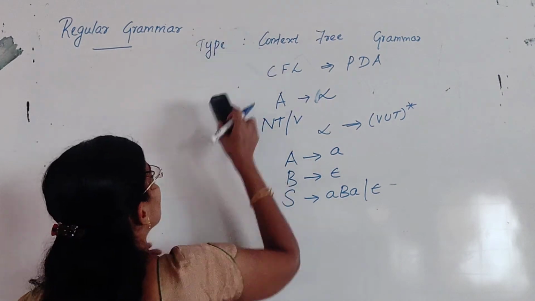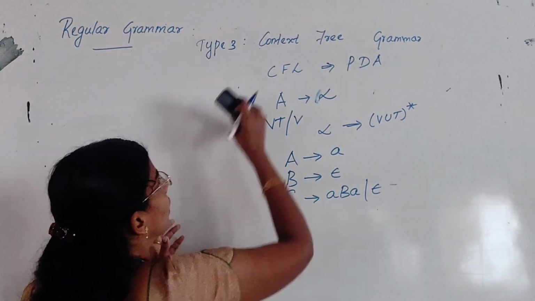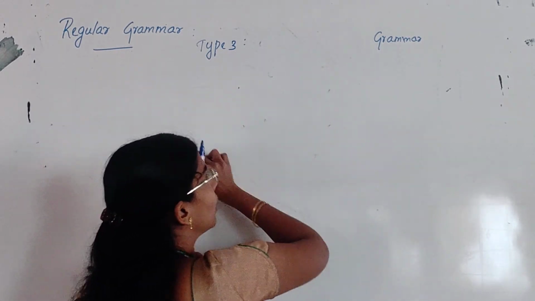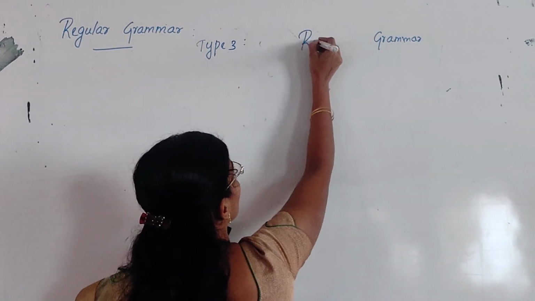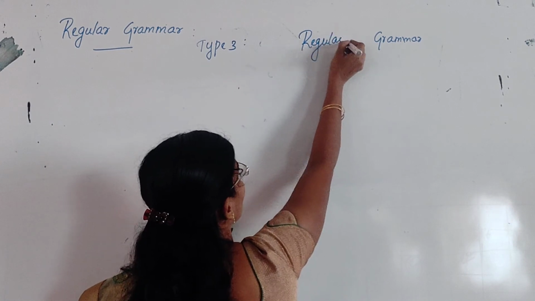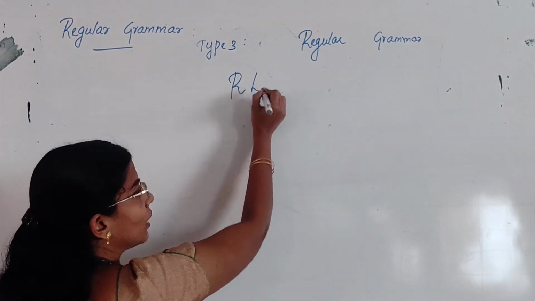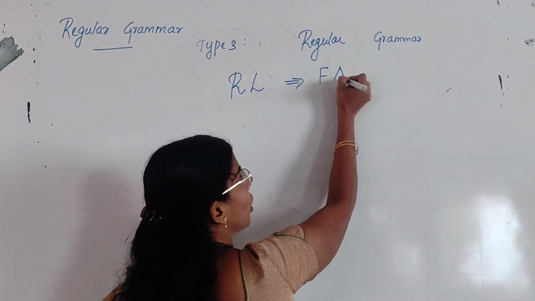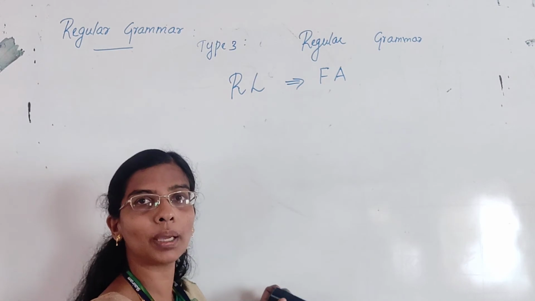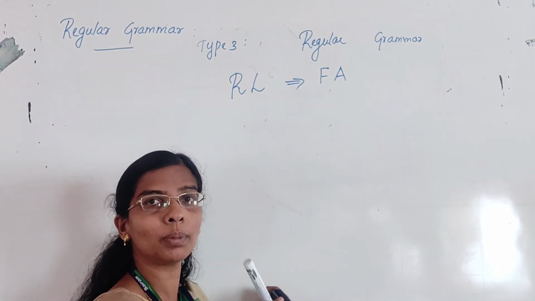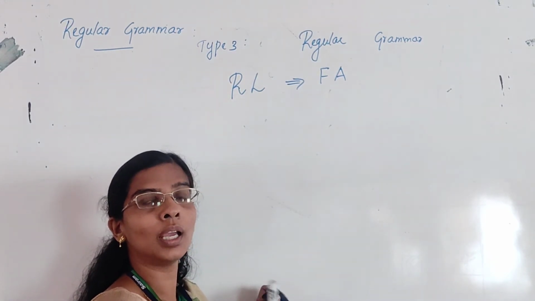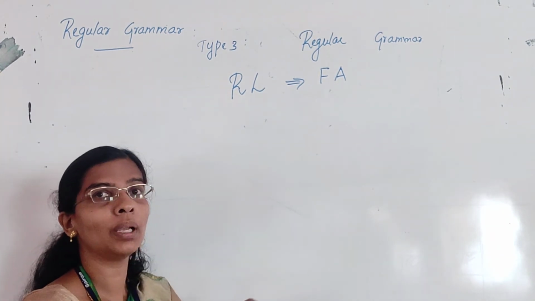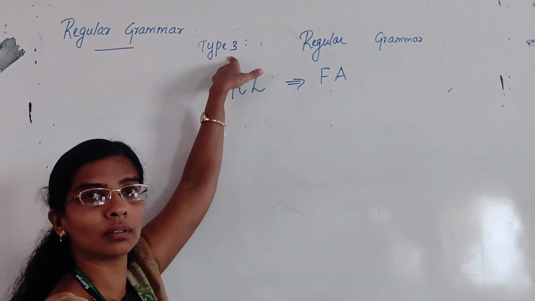Next is type 3. Type 3 is regular grammar, and the corresponding language is regular language, which is accepted by my finite automata. Finite automata accepts regular language, and the corresponding grammar is regular grammar, or type 3 grammar.